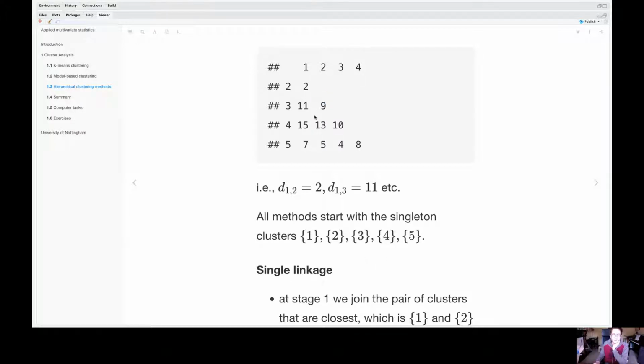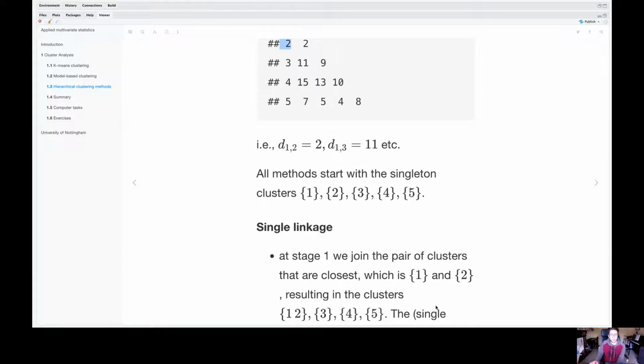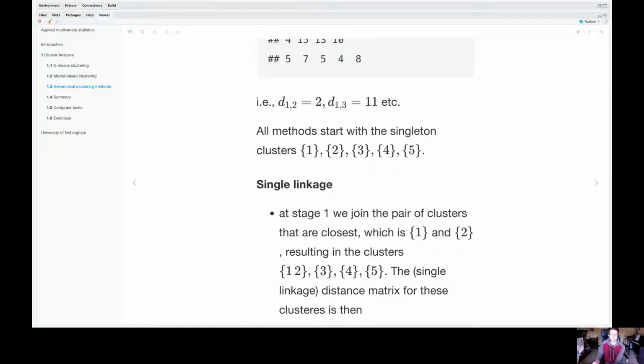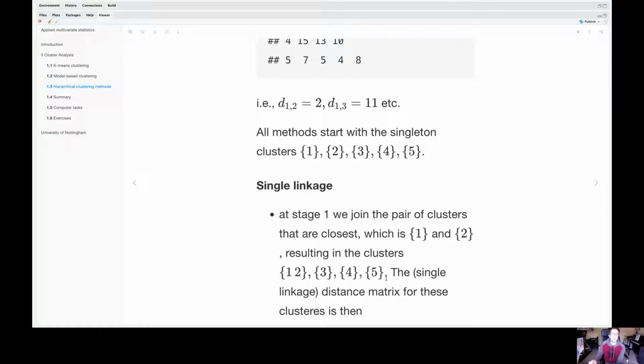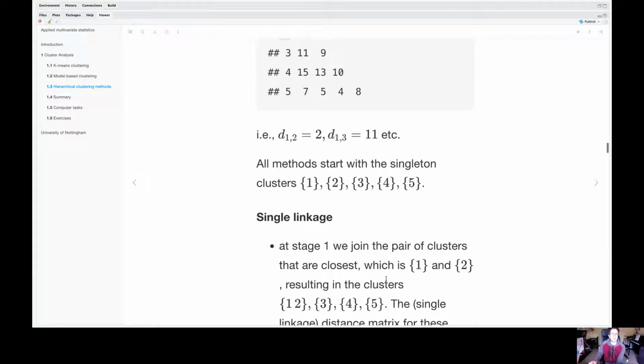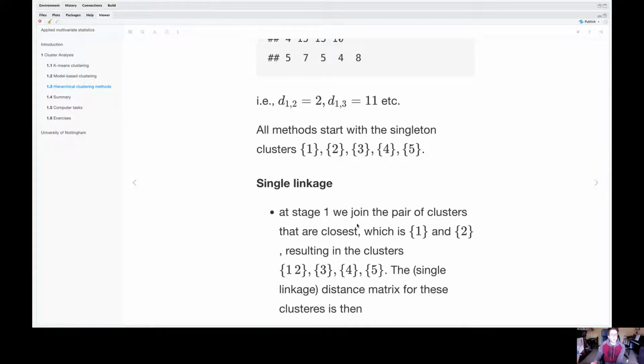So if we look through these numbers here, we find the smallest distance is 2. That's the distance between observation 1 and observation 2. So we join cluster 1 and 2, and that results in the clusters {1, 2}, {3}, {4}, {5}. Now we have to work out the new distance matrix. So what is the distance between the cluster containing 1 and 2 and the cluster containing 3?